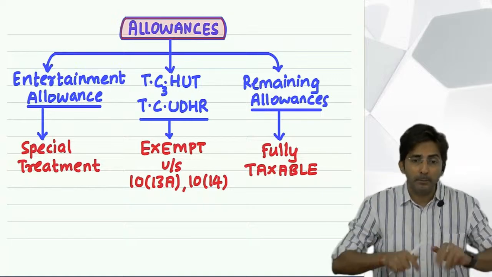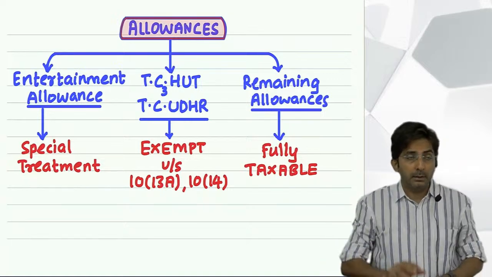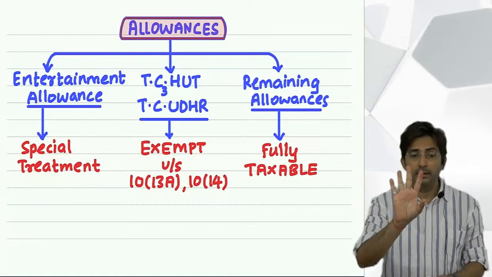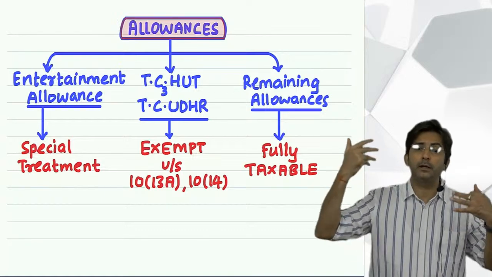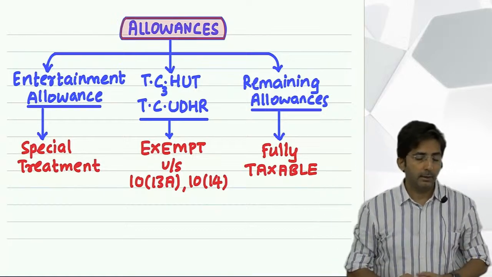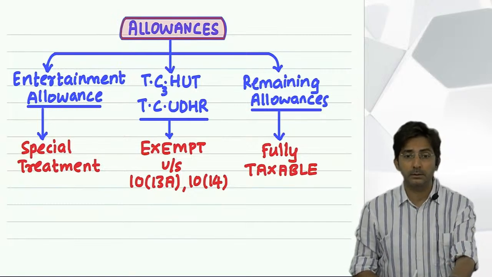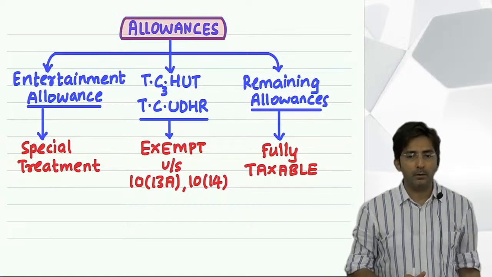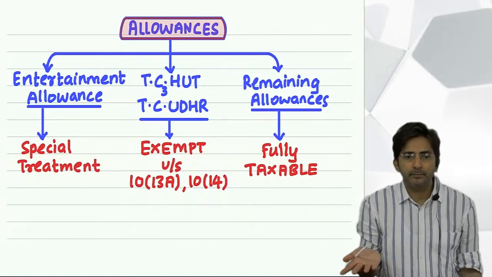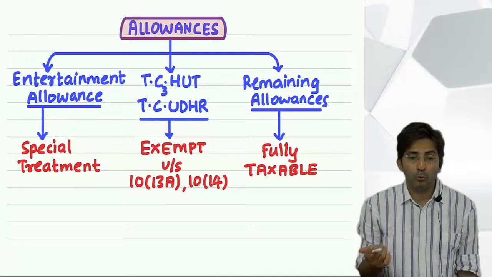For that also the company gives you allowance, but this allowance is not given to everyone. It is only for those who have to work in a particular uniform, like air hostesses, pilots, watchmen, security guards, factory workers. They are given uniform allowance. And here also the rule is the same. Exempt up to the amount spent.